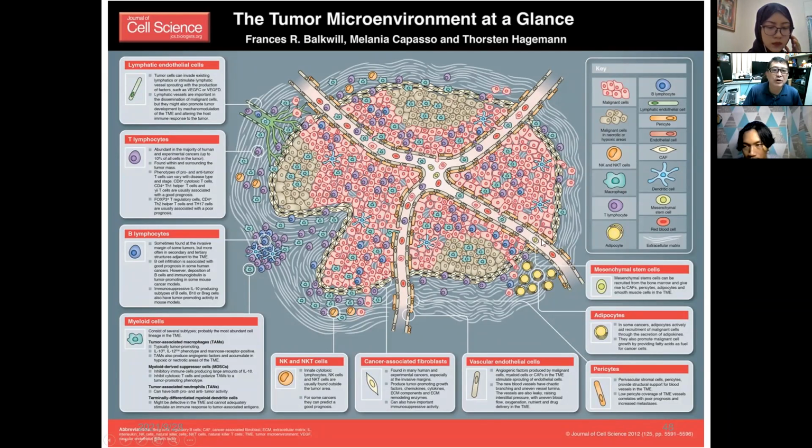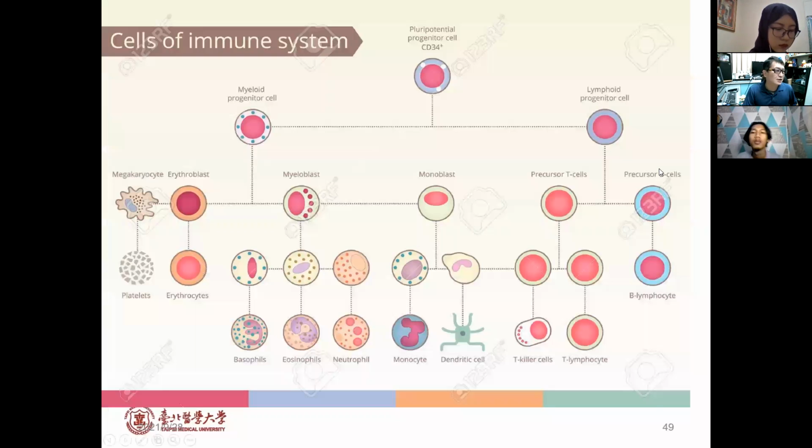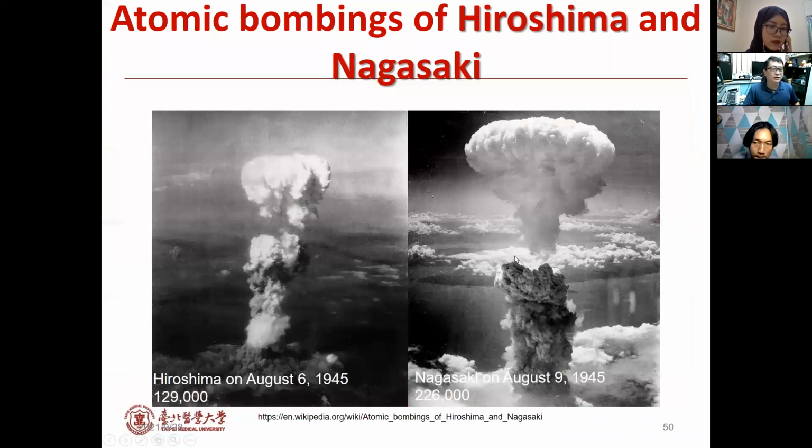So a lot of people are working in this field around the tumor microenvironment to double check what kind of tumor cells, what kind of immune cells are good for us or bad for us. Okay, so it's a new topic for cancer biology. And here is a whole set of white cells. Okay, they derive from the bone marrow.